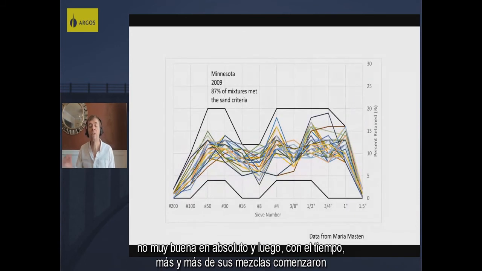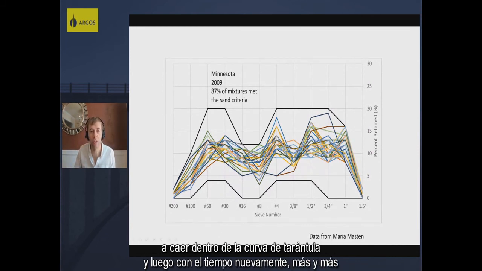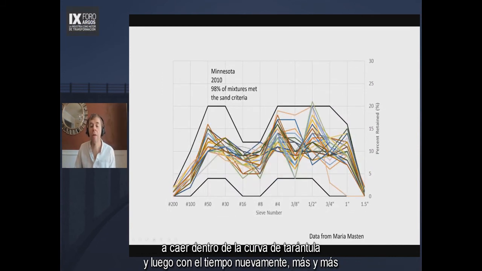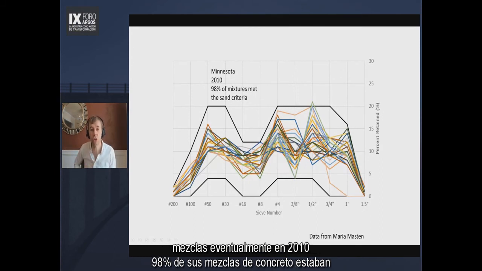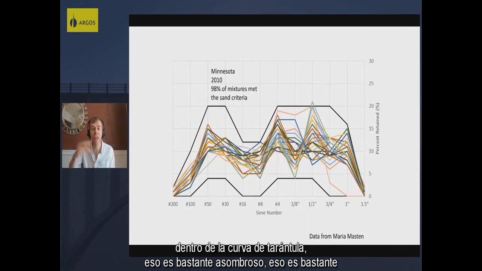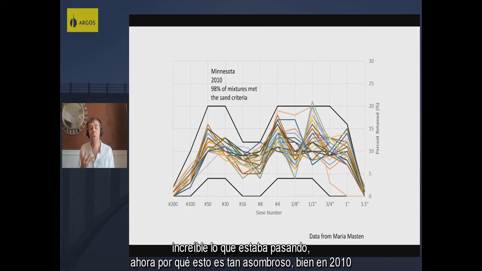And then over time, more and more of their mixtures started to fall inside the Tarantula Curve. And then over time again, more and more mixtures. Eventually in 2010, 98% of their concrete mixtures were within the Tarantula Curve. That's pretty amazing.